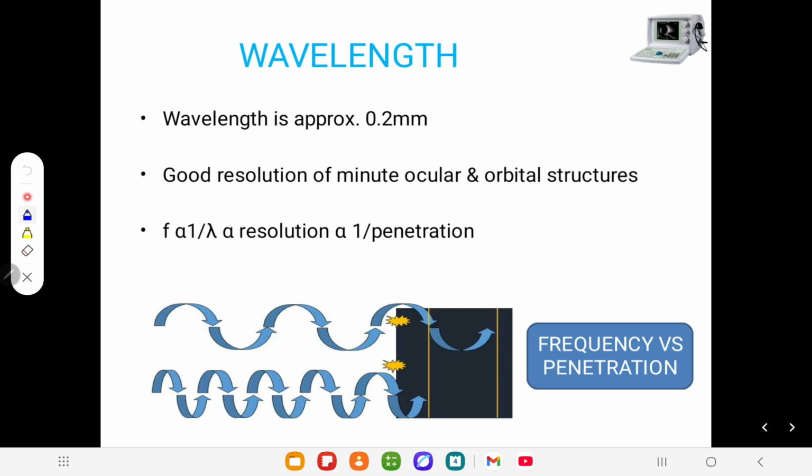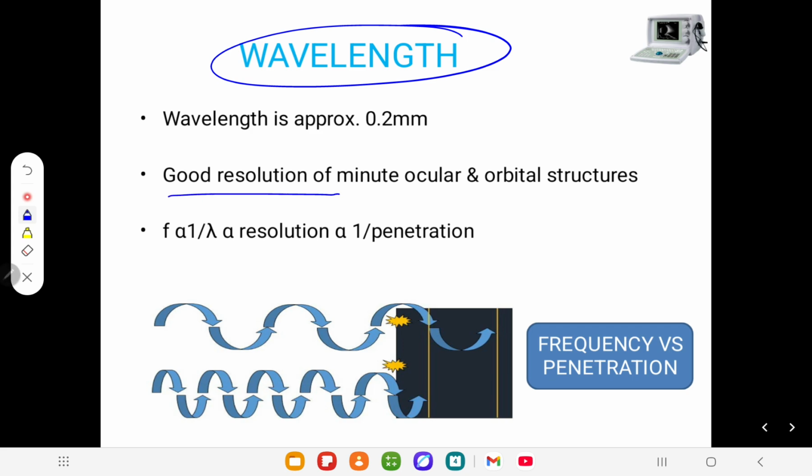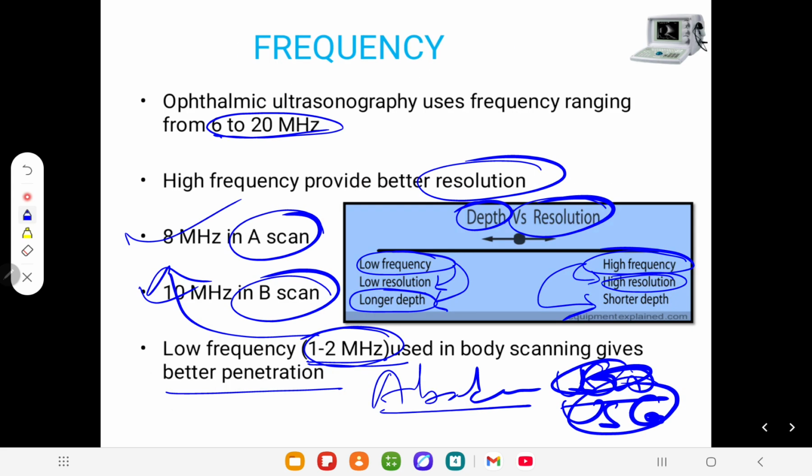Let me go again and think about another point like wavelength. What do we mean by: the longer the wavelength, the greater the penetration, isn't it? The shorter the wavelength means greater the frequency, shorter the penetration. At the same time, with longer wavelength, resolution is less. With shorter wavelength, resolution is high. So that's why good resolution in minute structures like ocular and orbital structures is very important, so we use high frequency. But always contrast with abdominal USC.